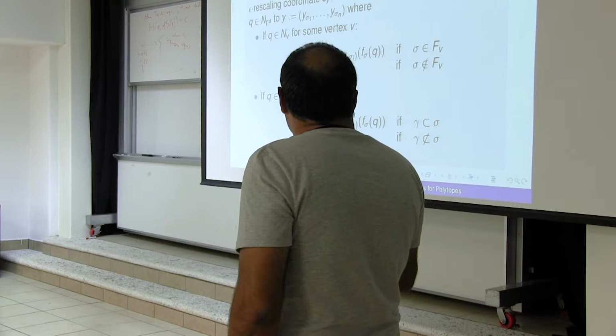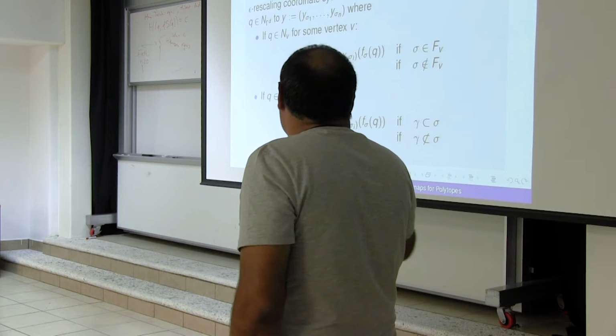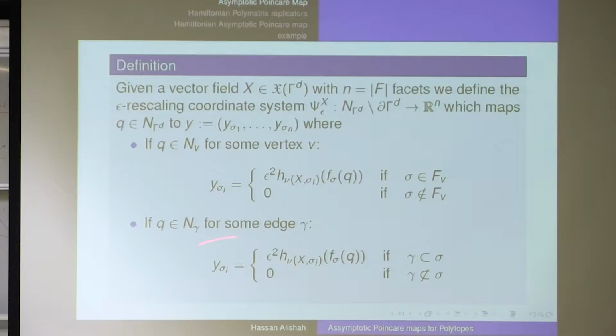So it's epsilon, and I'm going to say what this epsilon is. I think I have defined this epsilon here. No. Okay, epsilon is just an epsilon, close to zero. So this is the change of variable that I'm going to define and use.